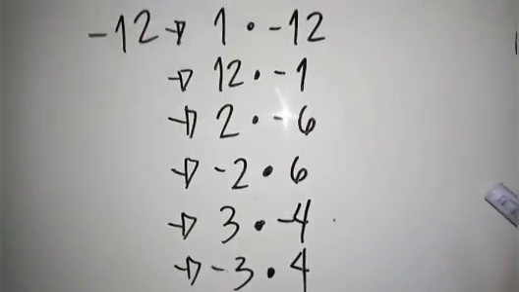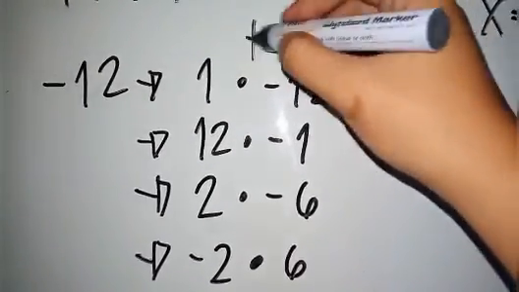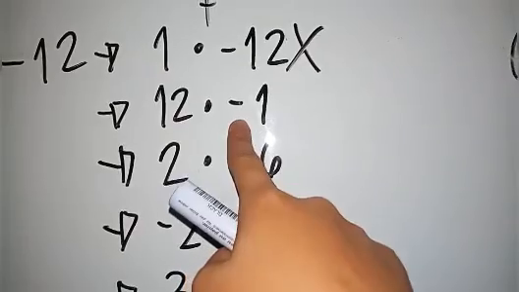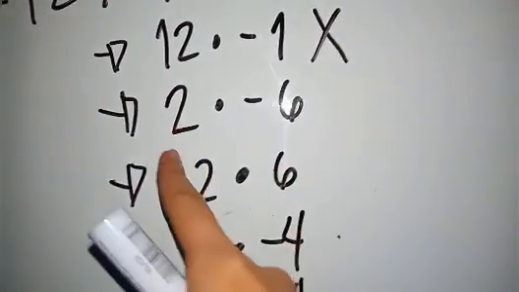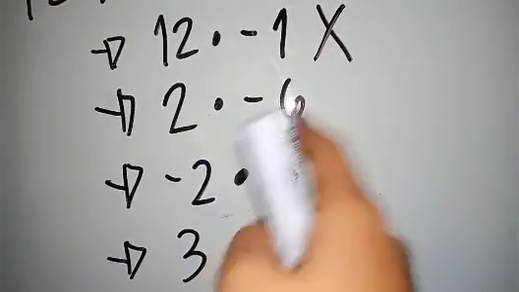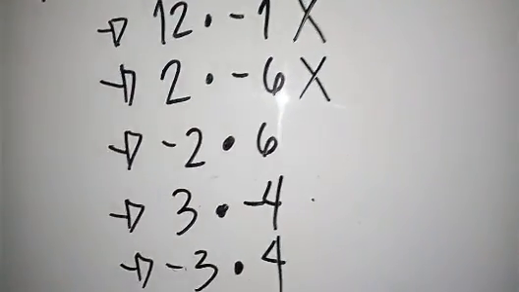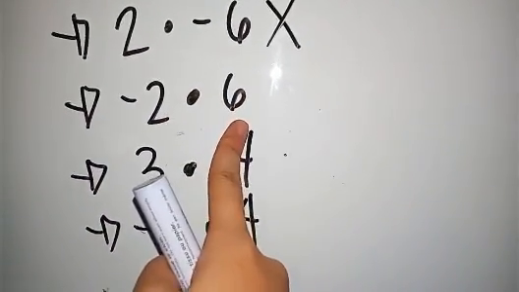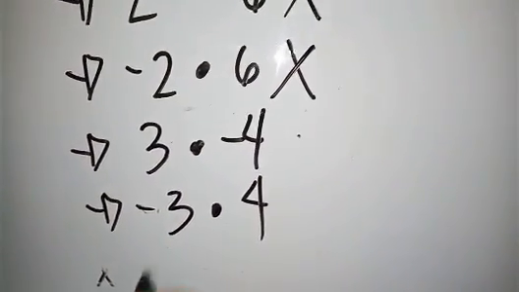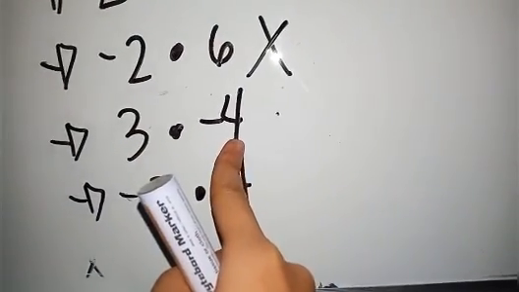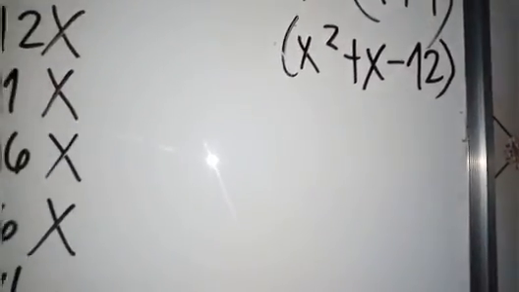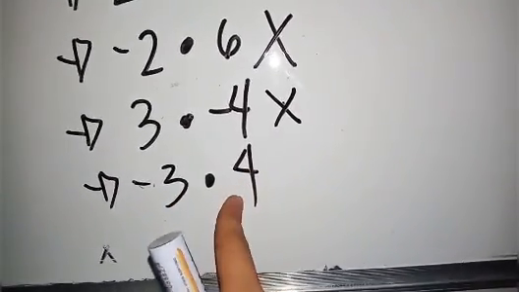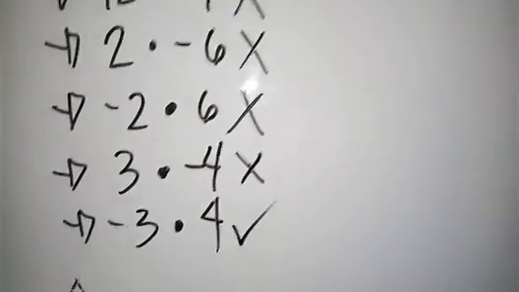Ibig sabihin, yun na yung ating magiging factors. Kapag ito pinag-add naman natin, ang magiging sagot ay negative 11. Hindi ito. Next, kapag pinag-add naman natin ito, ang magiging sagot ay positive 11. Mali din. Next, kapag pinag-add natin itong 2 and negative 6, ang magiging sagot ay negative 4. Hindi rin yan yung ating magiging factors. Then, next, kapag pinag-add natin itong negative 2 plus positive 6, ang magiging sagot ay positive 4. Hindi rin yun yung factor. Then, 3 plus negative 4, ang magiging sagot ay negative 1. Pero ang hinahanap natin ay positive 1. Ibig sabihin, hindi rin ito yung ating factors. Then, the last one, kapag pinag-add natin yung negative 3 and positive 4, ang magiging sagot ay positive 1. Ibig sabihin, ito na yung ating magiging factors.